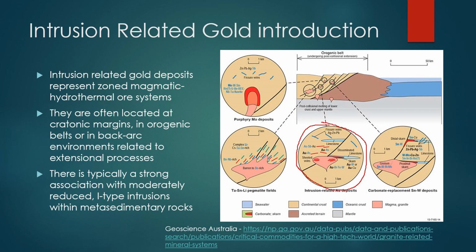And these are typically associated with moderately reduced I-type intrusions. So these are igneous derived plutons and granites that are coming into metasedimentary rocks, because typically this is after we've metamorphosed the regional stratigraphy, and these are moderately reduced. That means that they don't have a high oxygen activity, and I'm going to get onto that in a couple of slides' time.